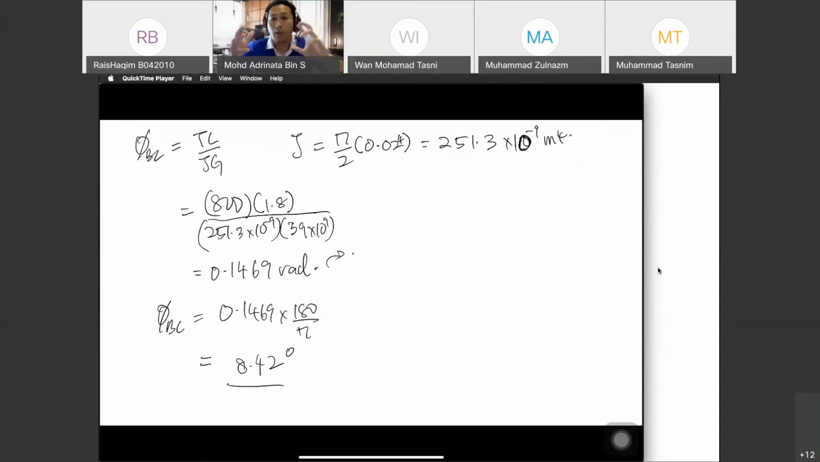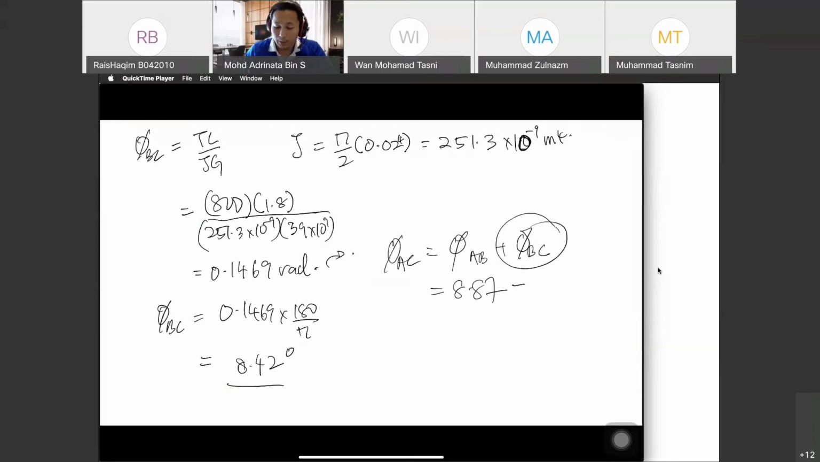Perhatikan awak punya free body diagram. Okay, and then so tau AC is equals to AB plus BC. So kita ada 8.87, ni bertentangan arah, minus 8.42 is equals to 0.45 degree. Okay.